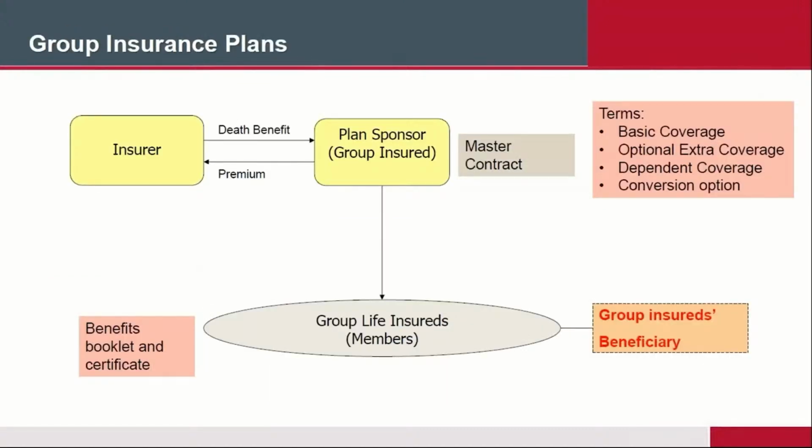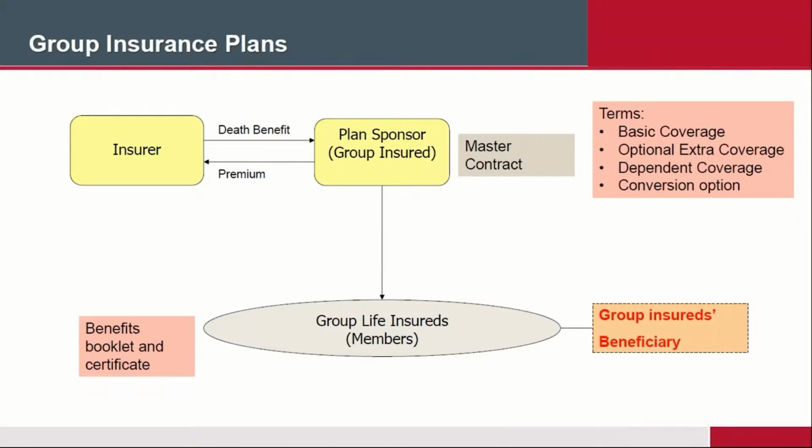Okay. Group insurance, by its nature, of course, is a third-party contract. And there's the insurer, so once again, it's the insurance company. The plan sponsor, that's the employer. Okay, that's not you. So therefore, they are the insured, the group insured. They will get issued a master contract. You are the group life insured. In other words, you are the member, basically, okay? You're going to get a benefits booklet and certificate and all that, and of course you can name the beneficiary for your death benefit and everything, okay?